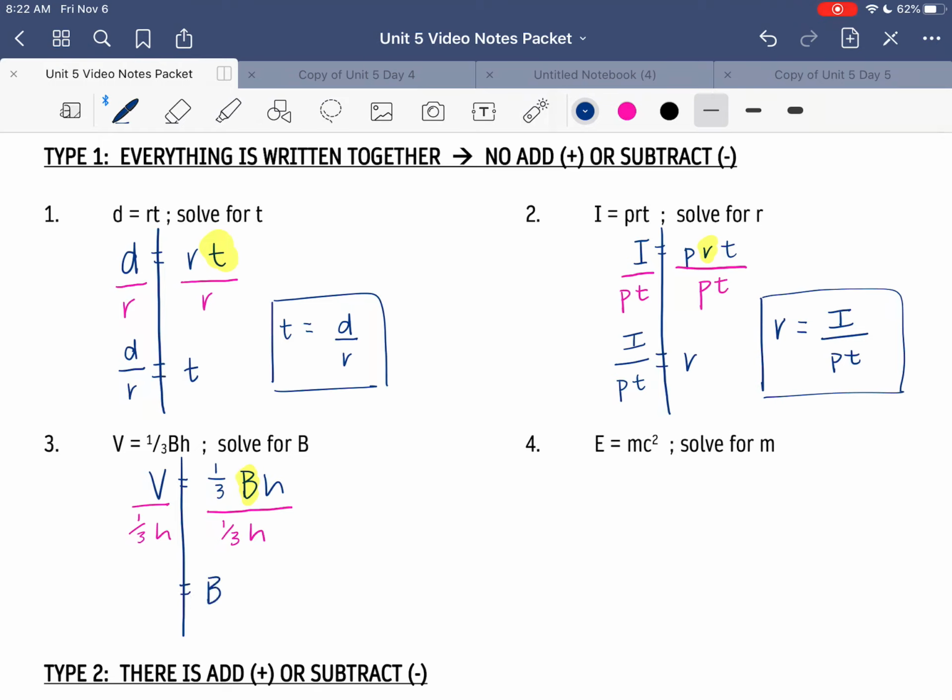That will leave me with just the B on the right side. Now we can actually clean up that left side a tiny bit. It's not wrong to leave it as V divided by 1/3 H. But remember way back when you learned division by fractions, when we divide by a fraction, we flip it and multiply. So if I am trying to divide by 1/3, when I flip that, it would be a 3, and I'm multiplying. So I could rewrite this as 3V over H. That's just some fraction simplification. We would say B equals 3V over H.